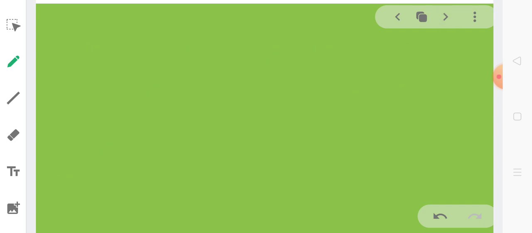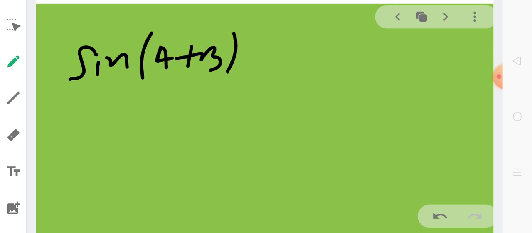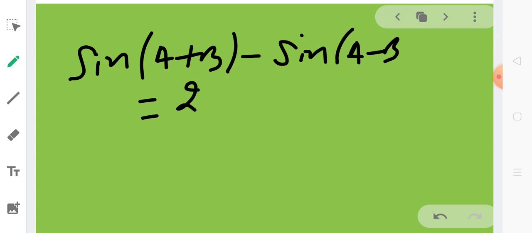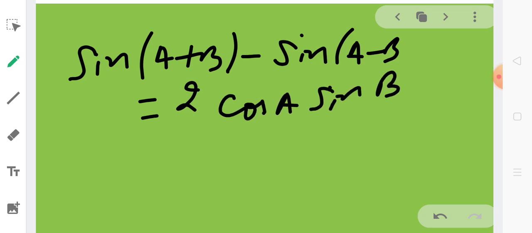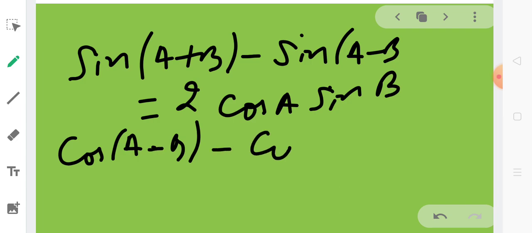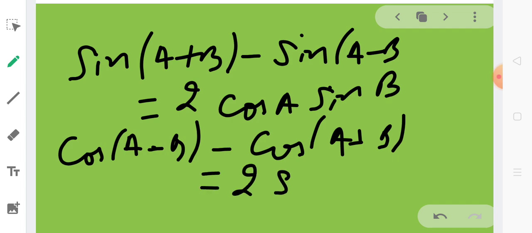Now on subtraction, like if I subtract sin of a plus b minus sin of a minus b, that will give you twice of cos a sin b. Similarly, cos of a minus b minus cos of a plus b will give you twice of sin a and sin b.